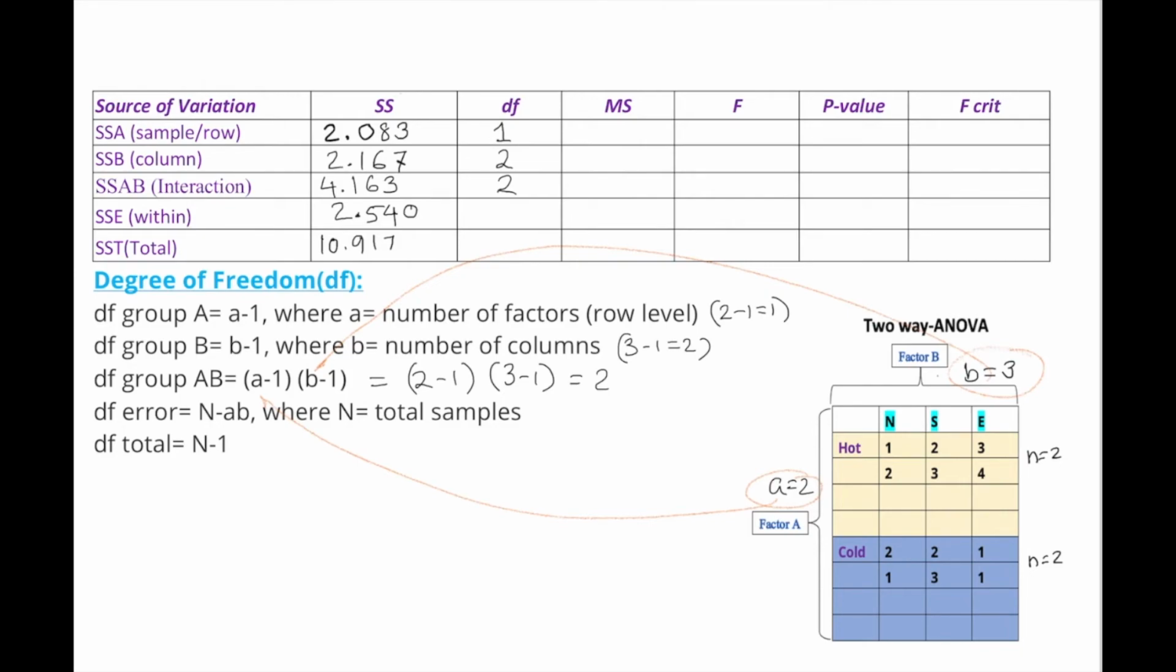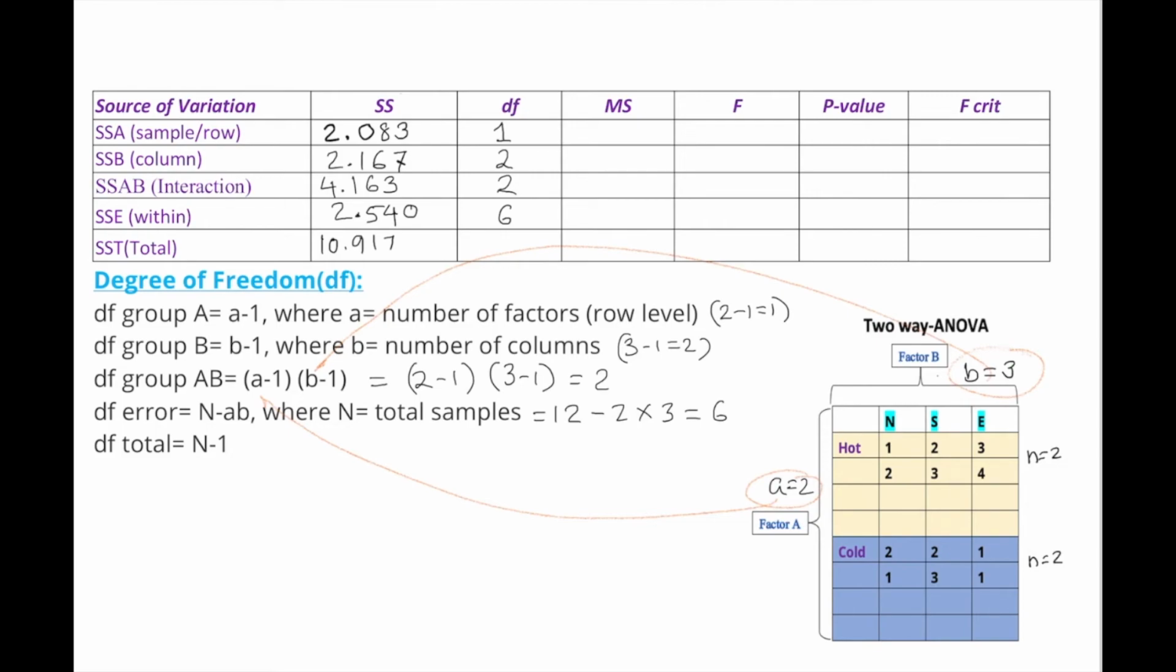Now one more thing here. Degree of freedom for the error is n minus A times B. So what is n? n is the total sample, and in this case the total sample is 12. Minus A, which is 2, times B, which is 3. If we work it out, it's going to be 6. 12 take away 6 is 6. So the degree of freedom is 6.